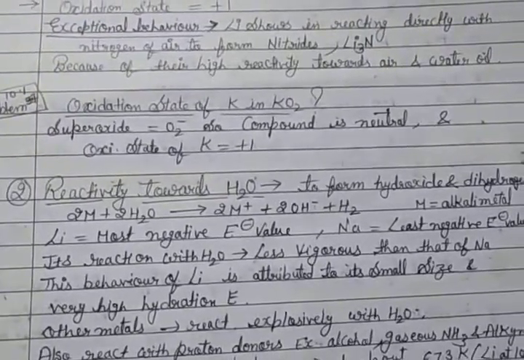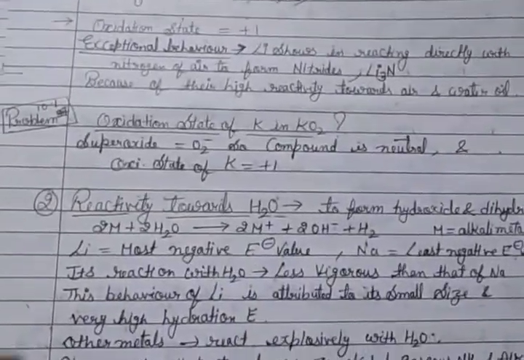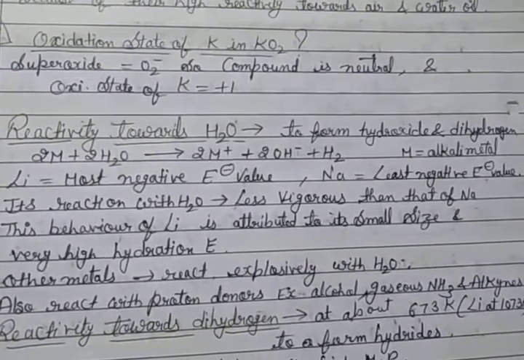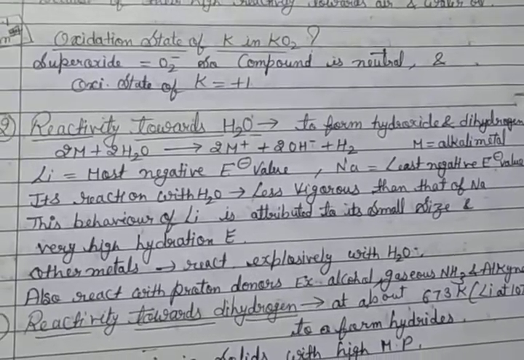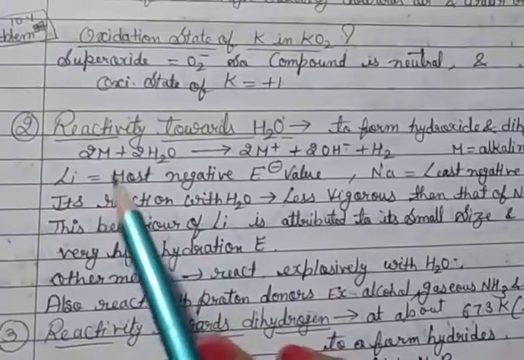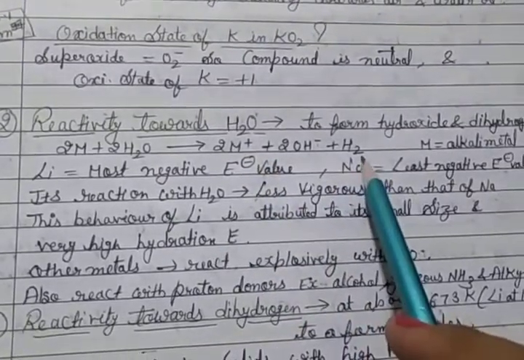We saw reactivity towards air. The second chemical property is reactivity towards water. It forms hydroxide and dihydrogen. The alkali metal reacts with water: 2M plus 2H2O gives 2M plus, 2OH minus and H2.